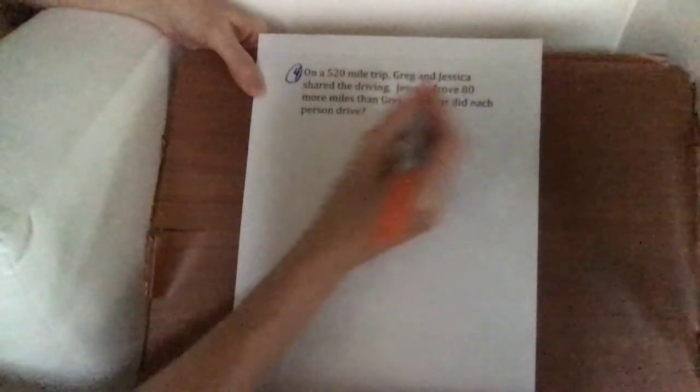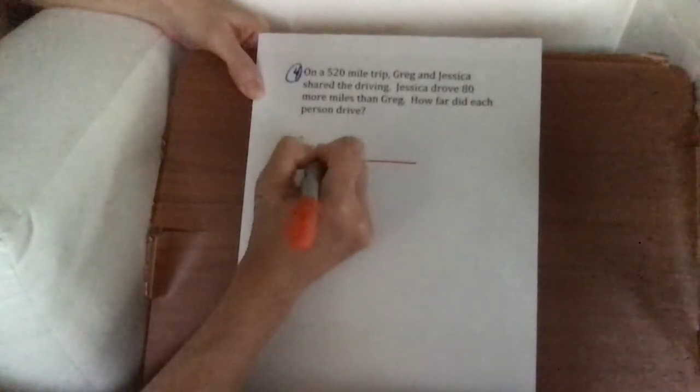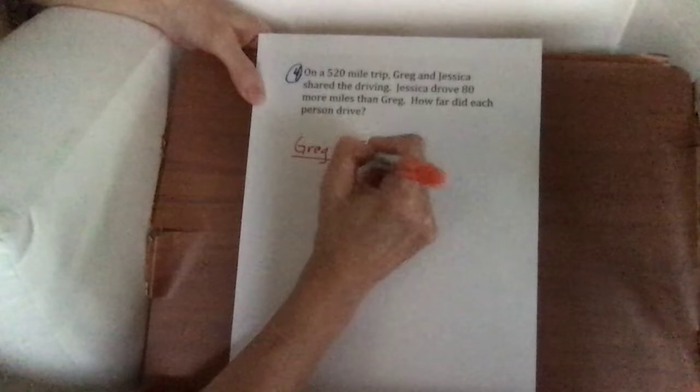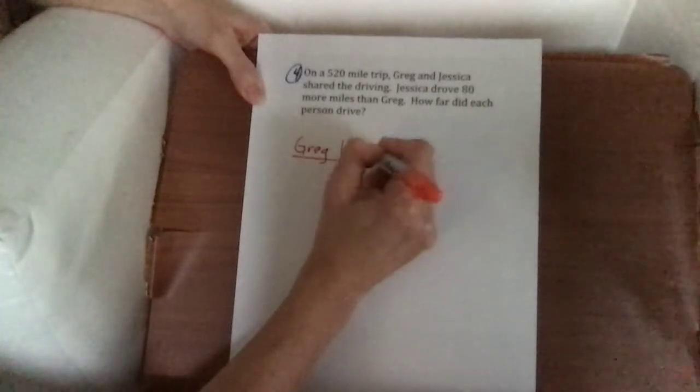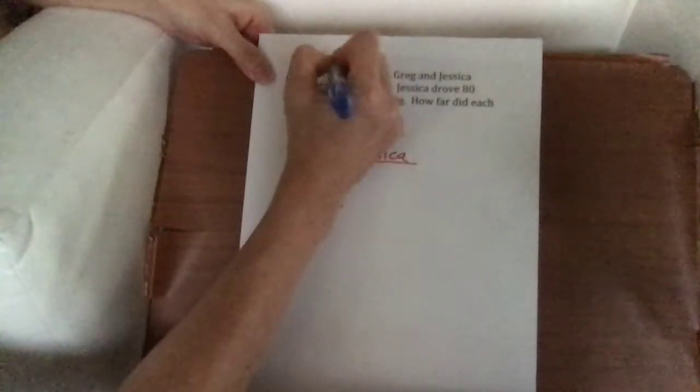Well, in this case, this does not involve a figure, so we need a chart. So we draw a chart with the 2 people involved, Greg and Jessica. What we do know is they have a total number of miles that they drive. That's it. So this is total. So I like to write some information above the words in the word problem.